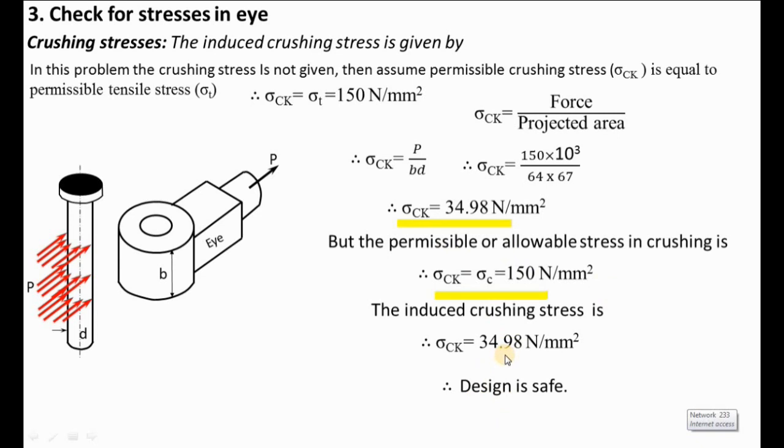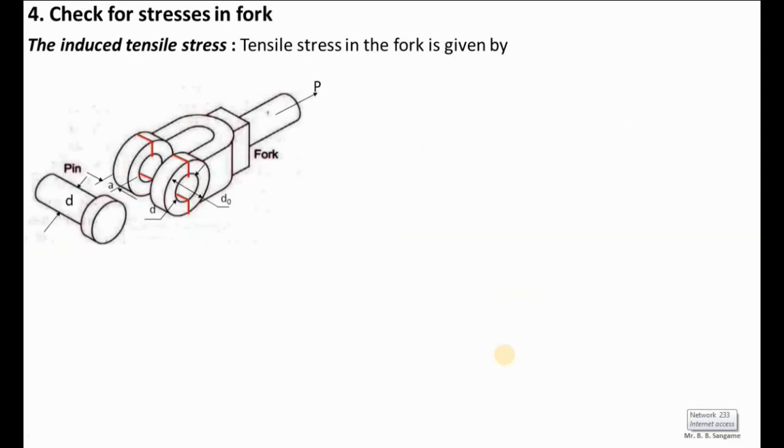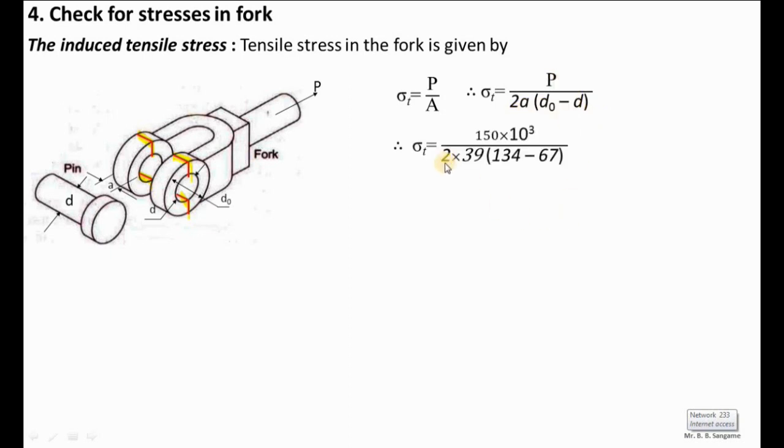Next, we have to check for stresses in the fork. So let us check the induced tensile stress in the fork. As I have already explained, after the application of force, this area of the eye of the fork will be subjected to tensile stress. So here sigma t is equal to p by a. Area under tension is 2a into do minus d. So let us put the values of a, do, d and p in this equation and calculate the induced tensile stress. As per the calculation, I found that it is 28.7 Newton per mm square.